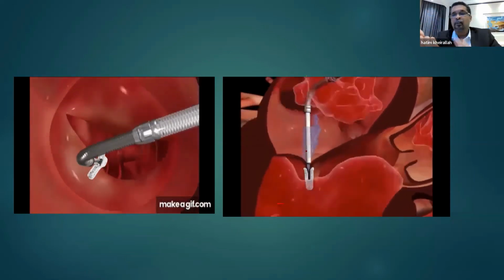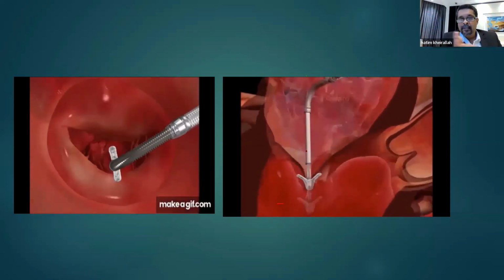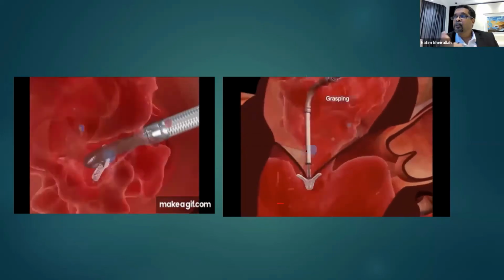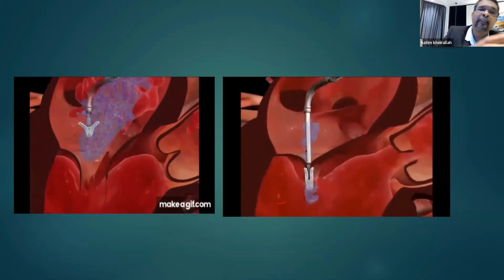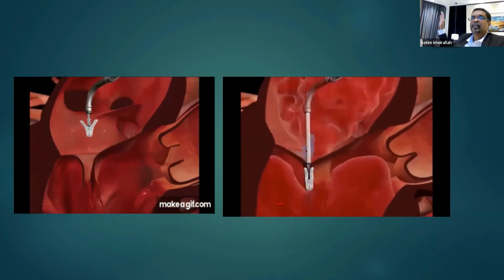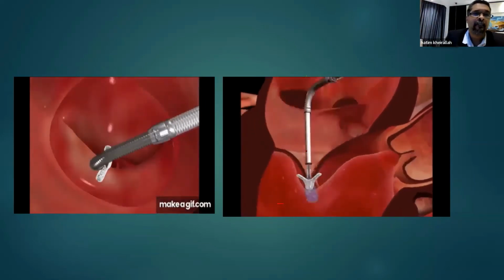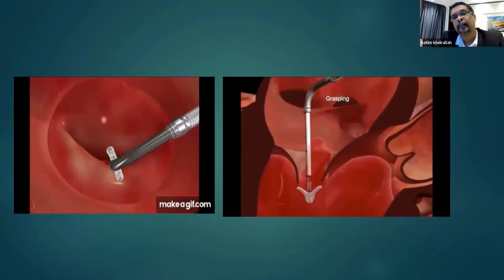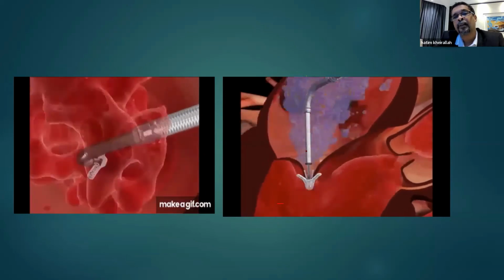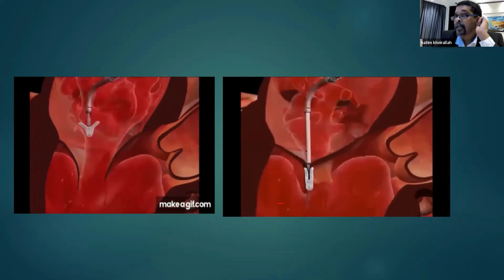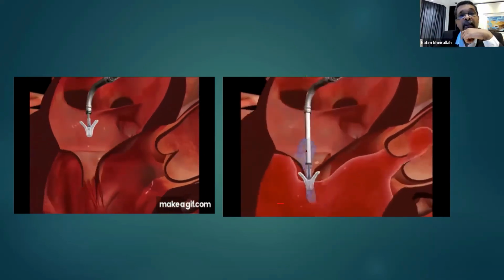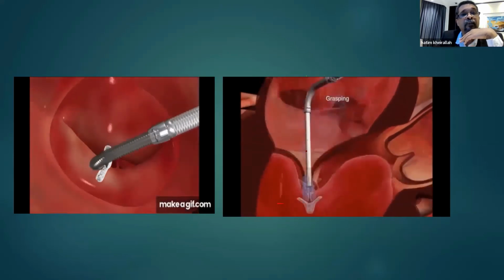Okay, so is it medial? Is it central? Is it lateral? So that is so important. That's why the clip is basically a TEE guided procedure 100%. Okay, so the success of the clip depends on the imager first and foremost.